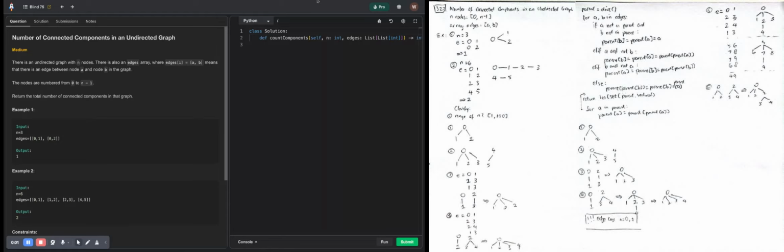Everyone. Now let's look at another LeetCode question. This is problem 323, called number of connected components in an undirected graph.